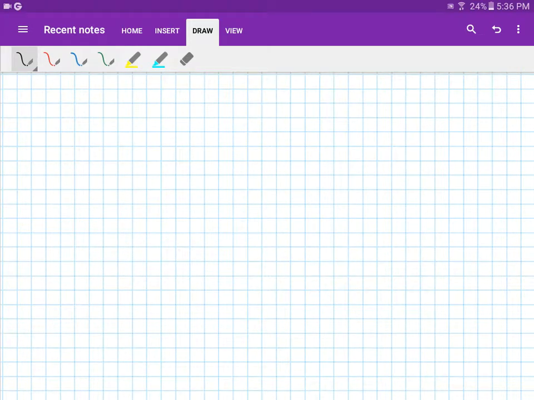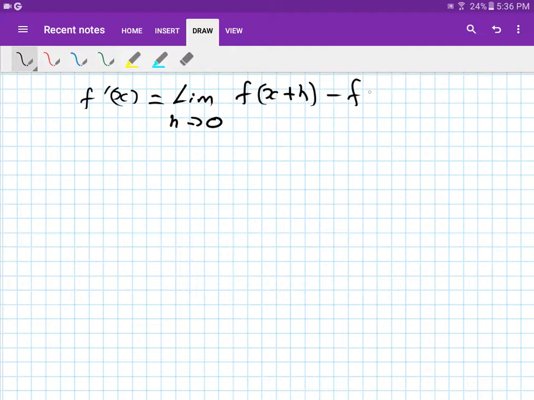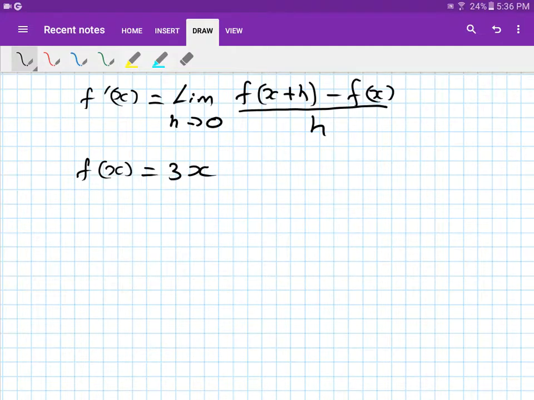Differentiation using first principle. The rule is f'(x) is the same as the limit as h approaches 0 of [f(x+h) - f(x)] all over h. That's the rule. So let's say f(x) equals 3x. I want to differentiate this using first principle. So this is the rule up here.